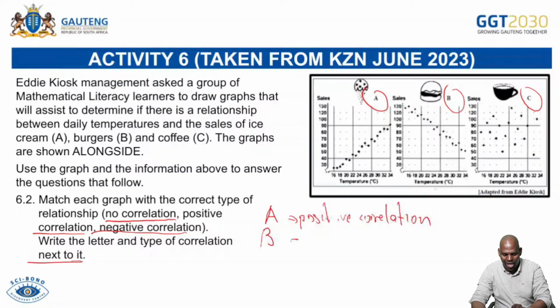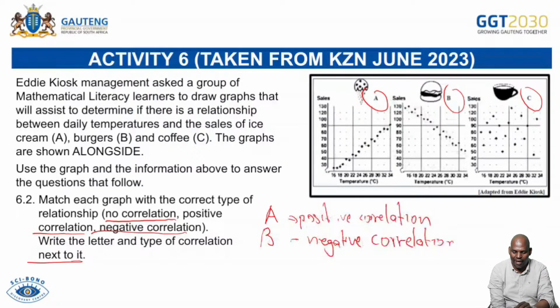when the temperature increases, you can see that the points are plotted there, but generally they are going down. So it means in this case, we can say it's a negative correlation. Negative correlation. As the temperature increases, the sales of burgers decreases. That is a negative correlation.